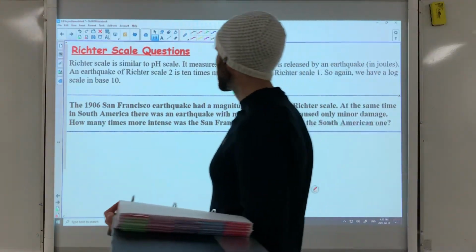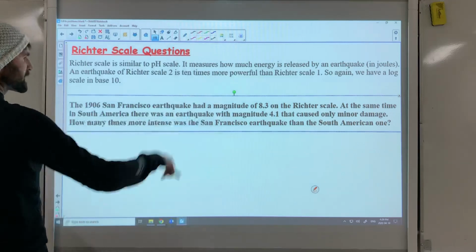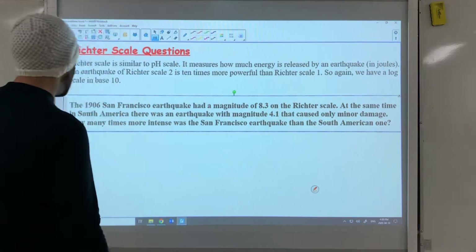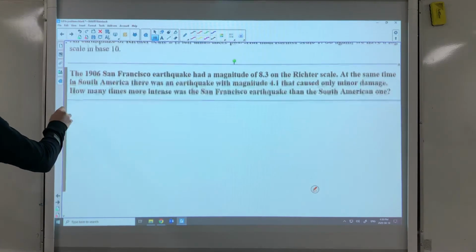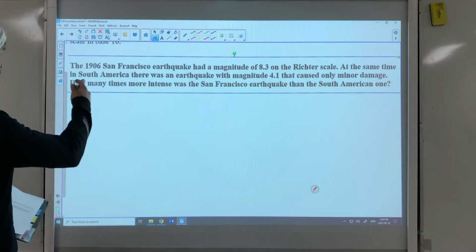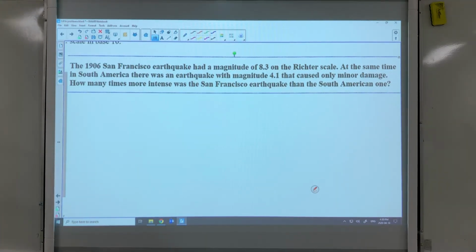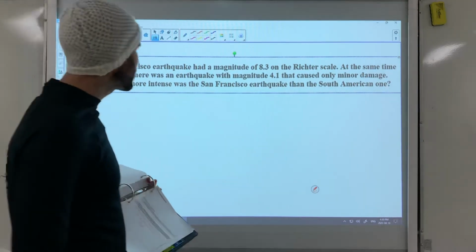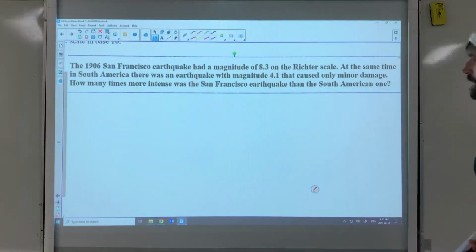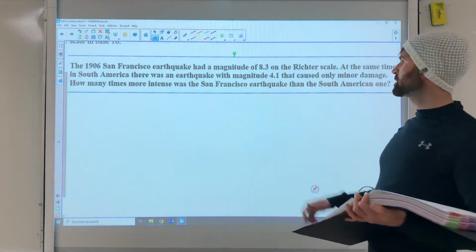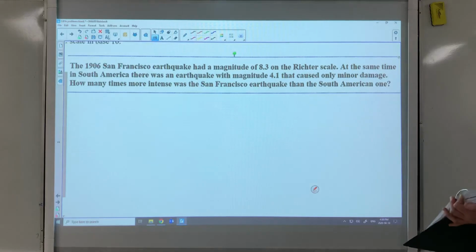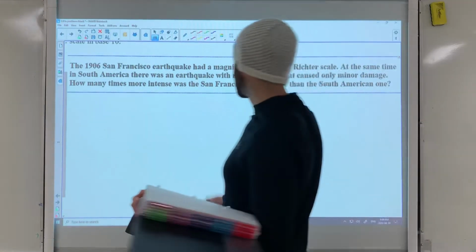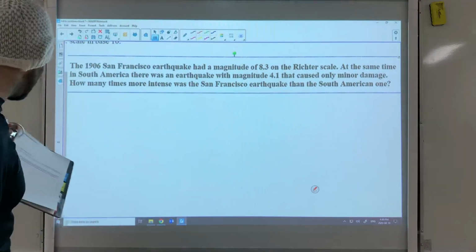Yes, an earthquake of Richter scale 2 is 10 times more powerful than an earthquake of Richter scale 1. So again, we have a base 10 kind of thing. So I got this question here. In 1906, the San Francisco earthquake had a magnitude of 8.3. At the same time, in South America, there was an earthquake with a magnitude of 4.1 that caused only minor damage. How many times more intense was the San Francisco earthquake than the South American one?